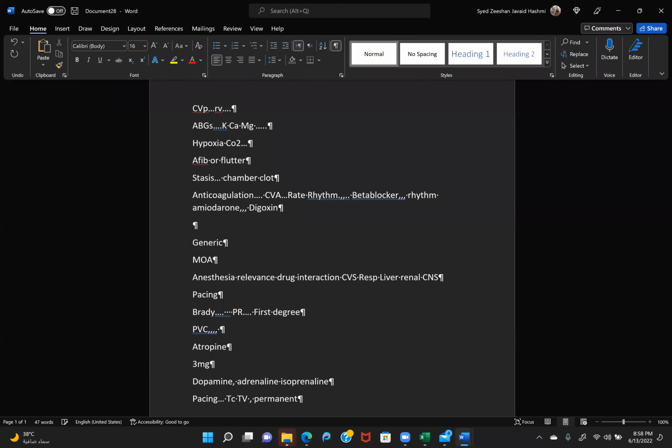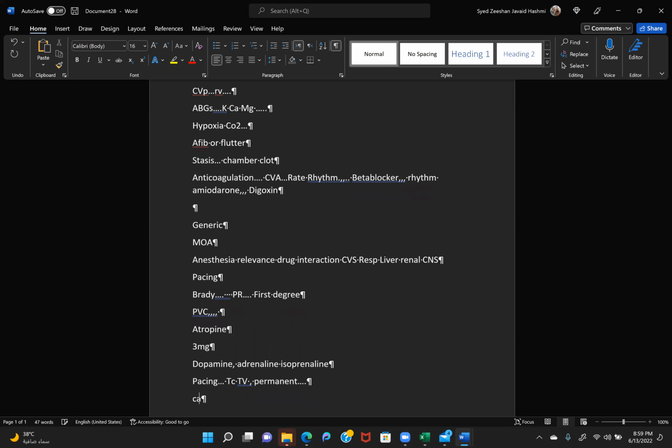I had discussed pacemakers in detail. If you want to look at it, you can find it in the CVS playlist. There can even be a station specific to pacemakers: what the concerns are, how to diagnose. Anyone who wants to look at it, it is there in the CVS playlist. I have discussed it in detail. This is just an overview.